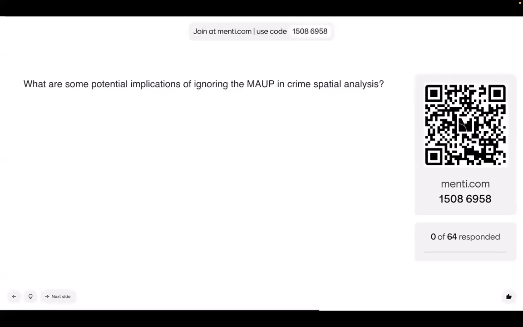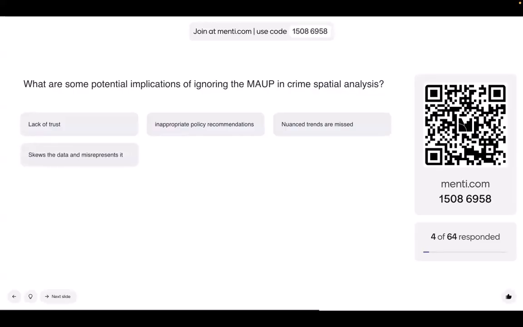I'll start with one example, maybe just to get things rolling: ignoring the modifiable areal unit problem can lead to a misinterpretation of statistics. For example, what appears to be a crime hotspot at one scale might not be identified as such in another. This can mislead law enforcement and policymakers about where resources are most needed. Lack of trust, exactly. Great example. Inappropriate policy recommendations, which is fundamentally important for crime analysis.